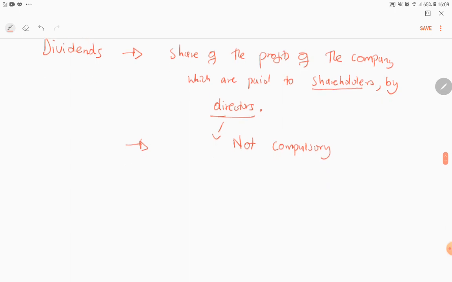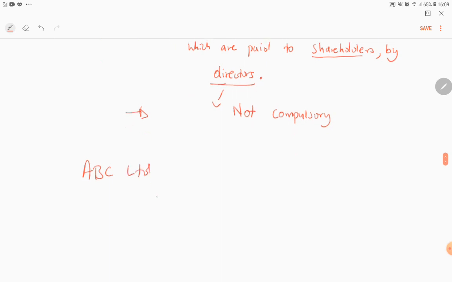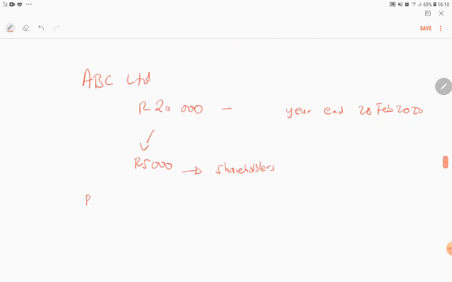So if ABC Limited made 20,000 profit in the 2020 financial year, let's say financial year end 28 Feb 2020, directors have the option of taking some of this amount, let's say maybe 5,000, and giving it to shareholders. Now, what happens to the other 15,000?